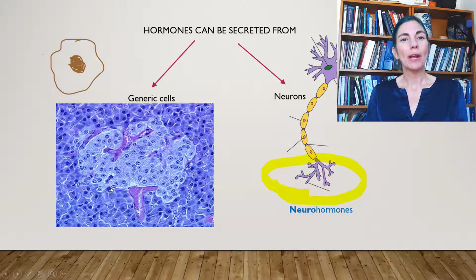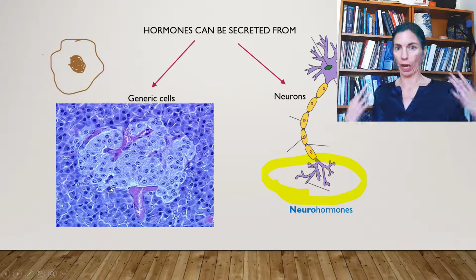Okay, so if you see the prefix neuro, it simply means that hormone is secreted from a neuron. Otherwise, it's just secreted from a generic cell somewhere in the body. So that brings us to the next question, which is where in the body are hormones secreted from? Like anatomically, where in the body?